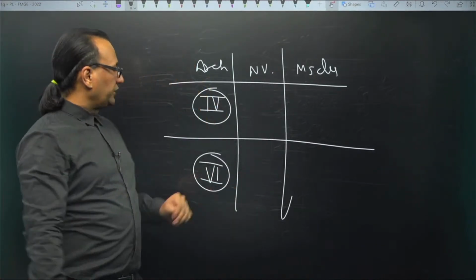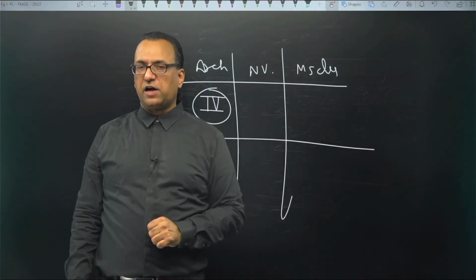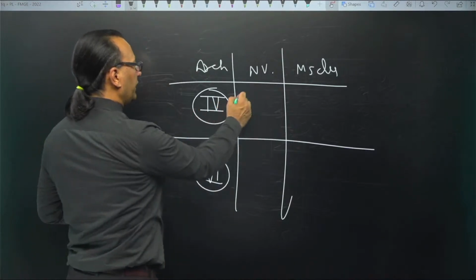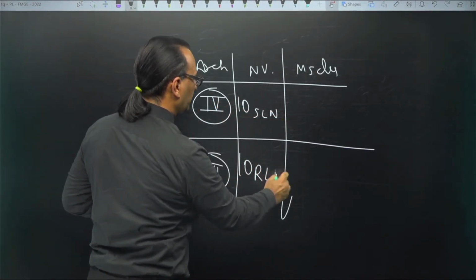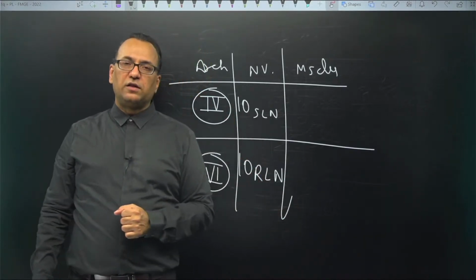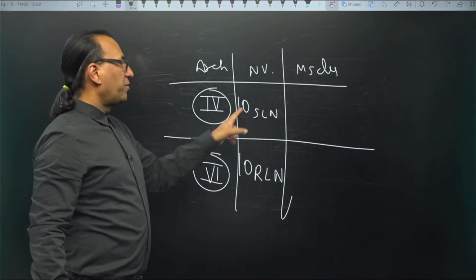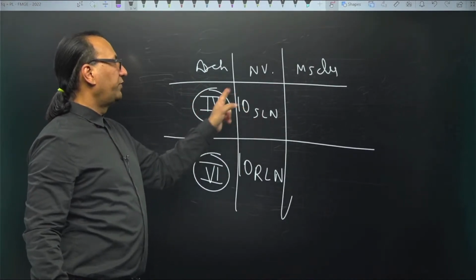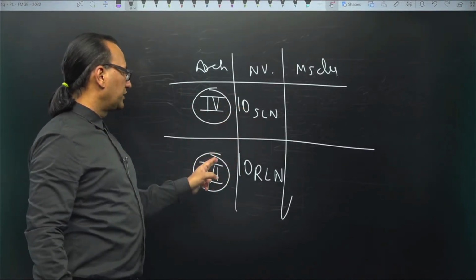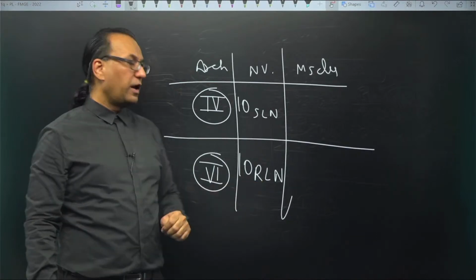For arch number 4 and 6, you have branches of vagus contributing. Arch number 4, it is the superior laryngeal nerve. Arch number 6, it is the recurrent laryngeal nerve, branch of vagus. 10 is the number of vagus. Cranial nerve number 10, vagus. So 4th arch, superior laryngeal nerve, branch of vagus. And 6th arch, it is vagus branch, recurrent laryngeal nerve.